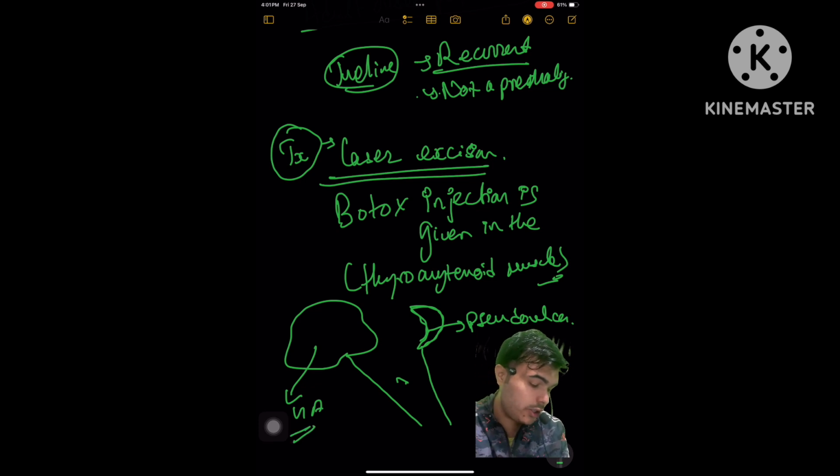Now, it is not a premalignant condition. Give voice rest and anti-reflux medicine, laser excision, and if it persists for a long period of time, you have to go for Botox injection.